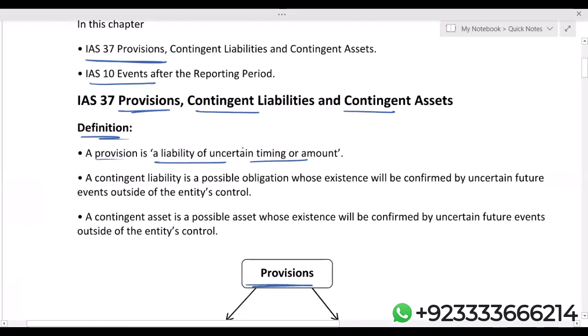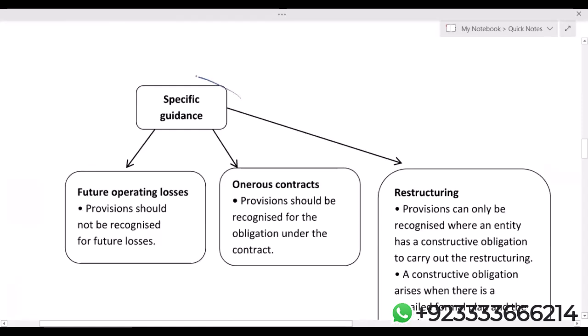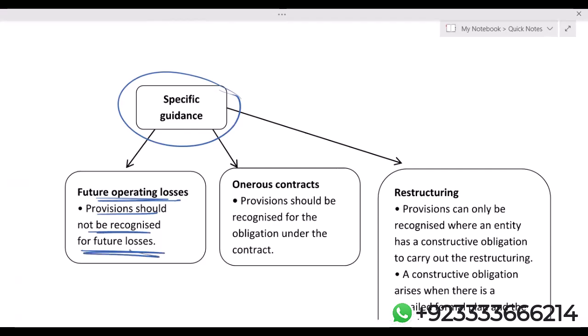So a provision is a liability of uncertain timing or amount. Now, specific guidance. Future operating losses: a provision should not be recognized for future losses. In fact, as I mentioned earlier, if your company believes that it will be having future operating losses, then you should consider that as an indicator of impairment loss rather than thinking of a provision. According to IAS 37, you cannot make a provision for future operating losses. It does not fulfill the criteria of provision recognition.